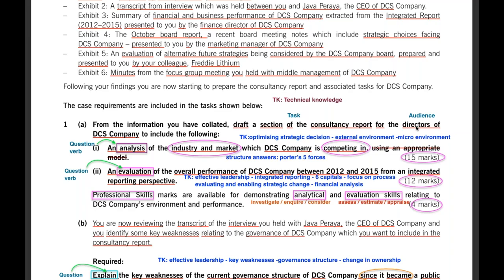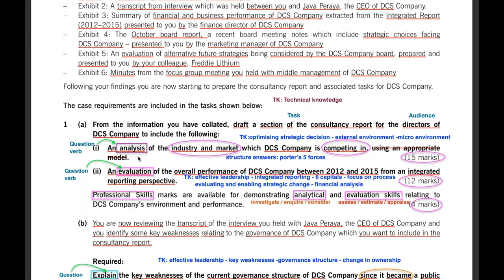That's why I put here the audience. To include the following. So there are 2 things that you must have. Basically you can divide your answer into these 2 main headings. Remember, this is question number 1A. Under 1A, you have 2 parts. So the structure of your answer would be a draft section of this particular consultancy report for the directors of DCS. And then this draft section should have 2 parts because it says here to include the following.